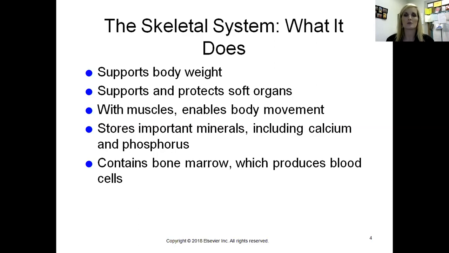So for the storage of important minerals. And then it also contains bone marrow. Inside of our bone tissue, we have an important substance called red bone marrow, and that bone marrow is going to help to produce blood cells.